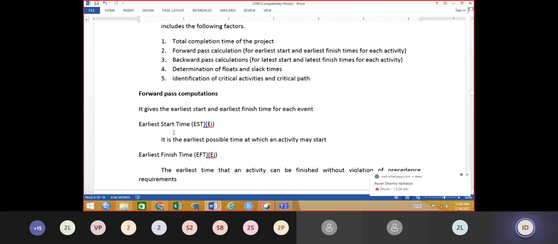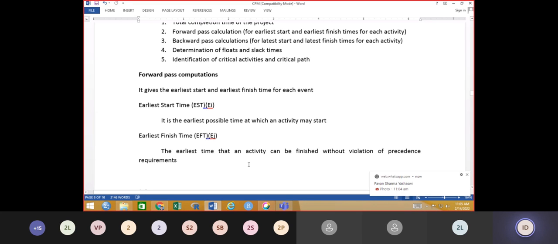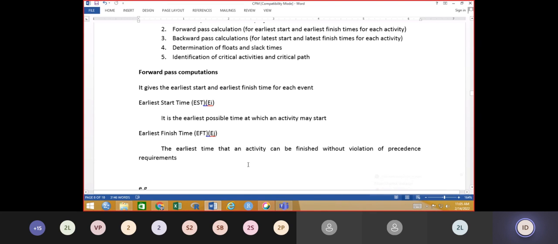What is the earliest start time? Try to understand the meaning of this. It is the earliest possible time at which an activity may start. The particular activity may start at this specific period of time. Earliest finish time means the time at which the activity is finished without delay or without violation of precedence requirements.